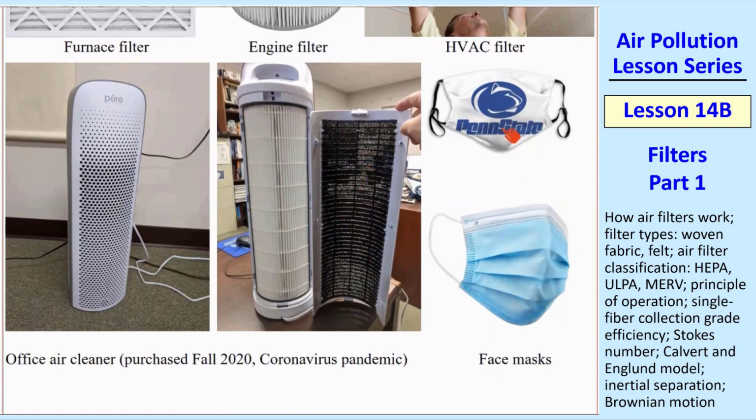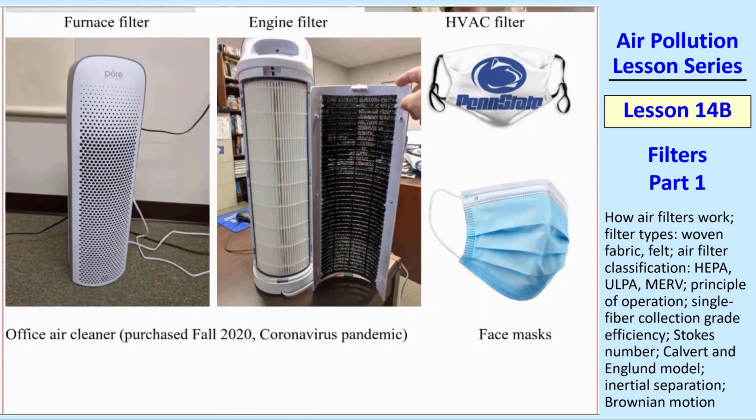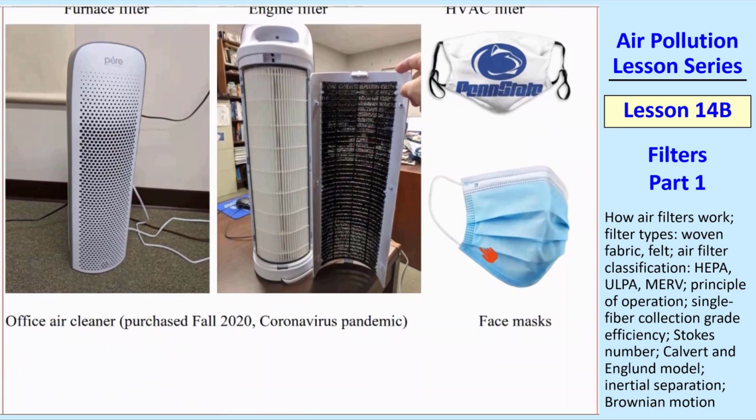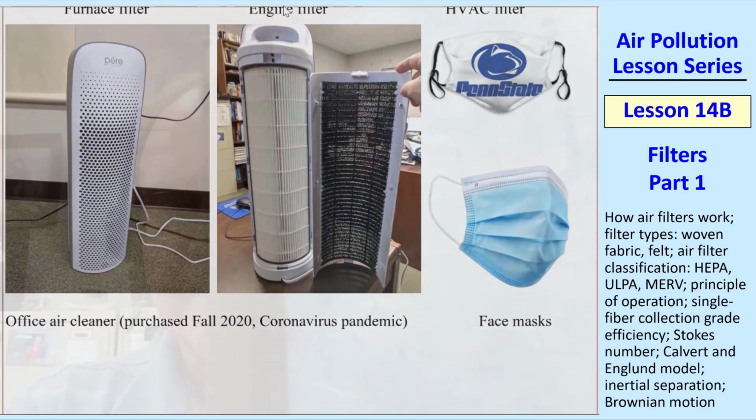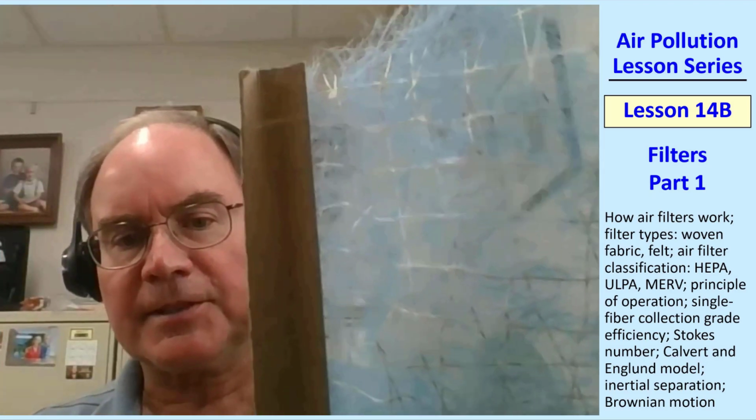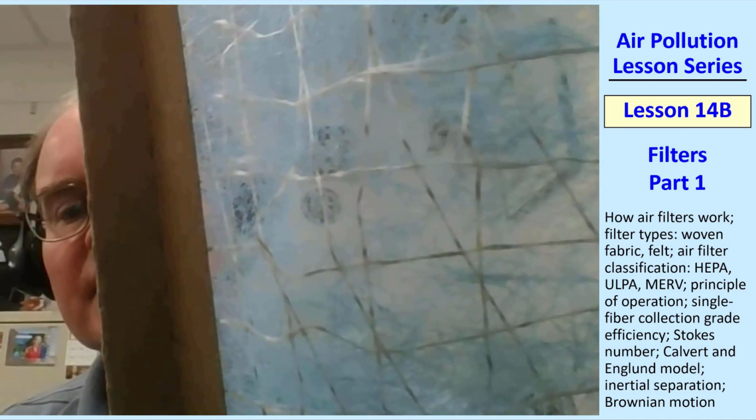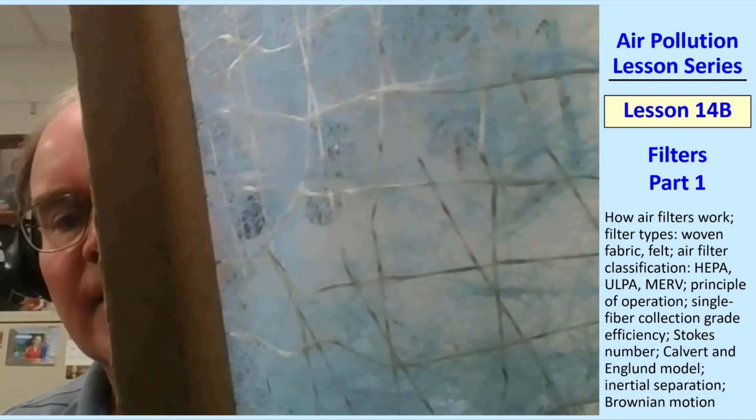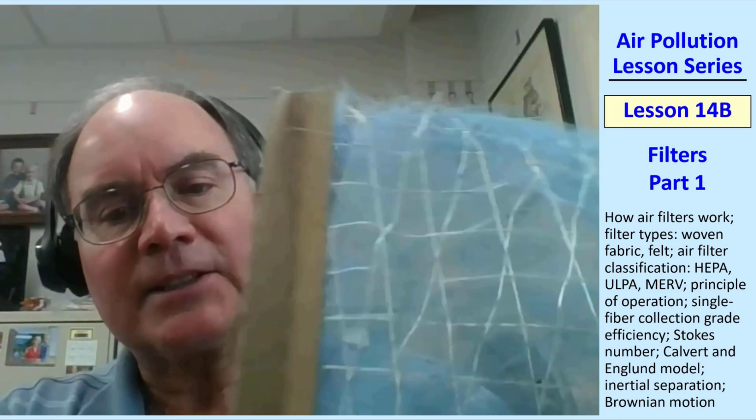Face masks, of course, are filters. Here's a cloth one and a paper one. I also have a couple little demos that I normally bring to class. Here's an air filter, the kind you get from a furnace. This is from my furnace at home. It's just a whole bunch of blue fibers that are there, and then there's some strings holding it together.